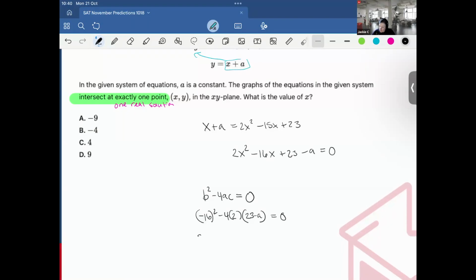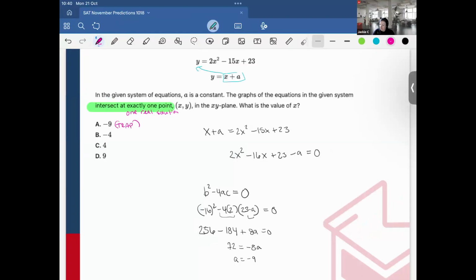So 16 squared is 256. 8 times 23 would be minus 184. And then negative 8 times negative a is plus 8a equals 0. Subtract out 256 minus 184, I get 72 is equal to negative 8a, divided just by 8. So I get that a is equal to negative 9. Be super careful. This is a trap because remember, we are looking for the value of x. This is the value of a. Like always, go back and read the final question with the discriminant because they try to trap you all the time.